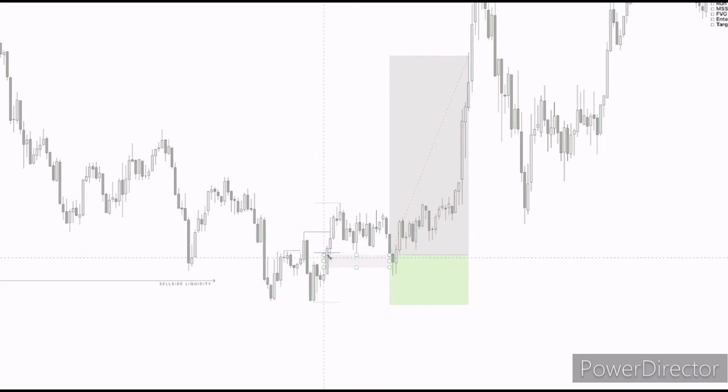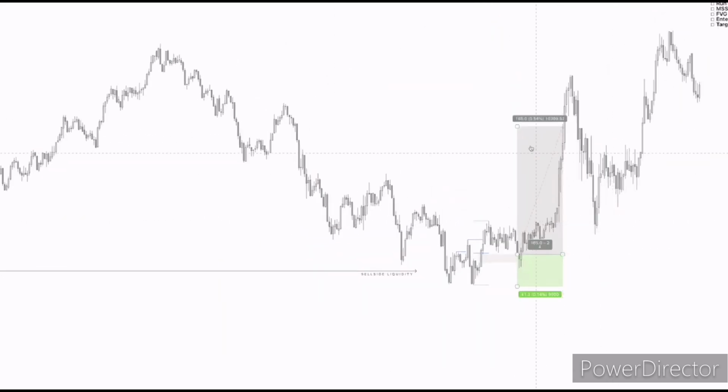So we enter in the fair value gap, which is in discount, and then you can target buy side or sell side liquidity. So you've got a couple of options. You could target somewhere down here. You could target a fixed risk of 1 to 4. You could target somewhere up here. You could target even this high right up here. But for me personally, I probably wouldn't do that.